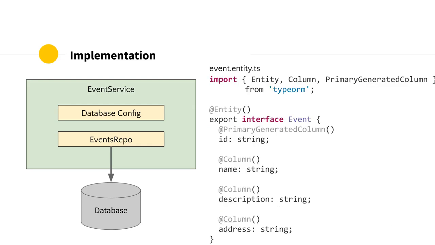The package we're using here is called TypeORM. This package offers some handy decorators as well, like entity, column and primary generated column, so we're able to define all our column configurations in a simple and readable format directly at our class.